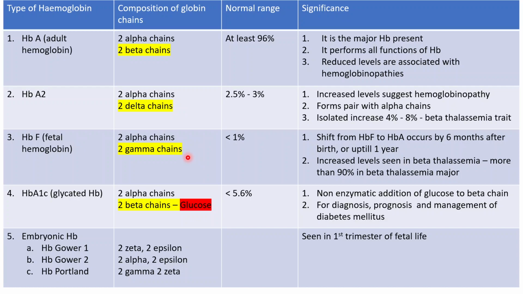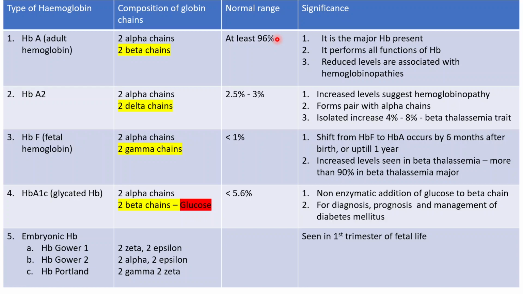So if you look at the normal range of adult hemoglobin, hemoglobin A is the commonest, so it has maximum percentage, at least 96% of hemoglobin A is present in a normal adult individual. Whereas hemoglobin A2 is roughly between 2.5% to 3%, and hemoglobin F is less than 1%. The hemoglobin A is a major hemoglobin present. It performs all the functions of hemoglobin, and if the percentage of hemoglobin A is reduced, then it signifies that the patient may have some kind of hemoglobin abnormality or hemoglobinopathies, which we will see in subsequent lectures.